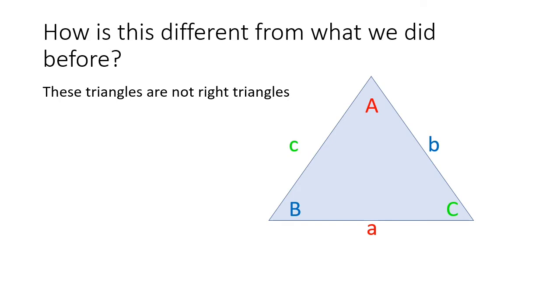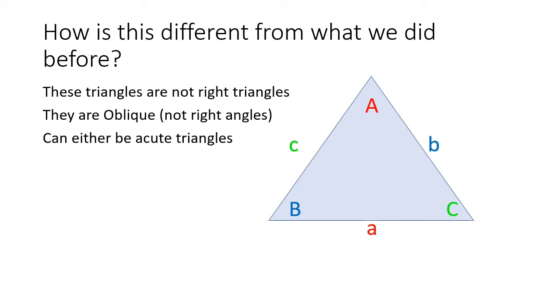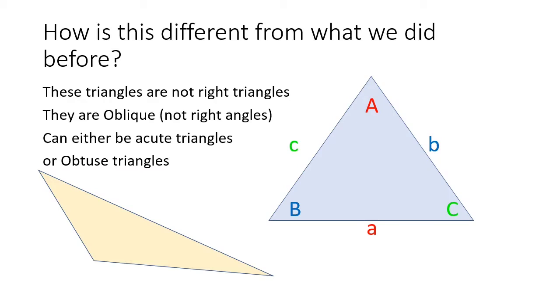These triangles are not right triangles, so you're not putting side C opposite from the 90 degrees. They are oblique. So whenever in a problem you hear oblique triangle, it just means it's not a right angle. They can be acute triangles like the one you see here, or they can be obtuse triangles like this one. Again, it doesn't matter which side you label as A, B, or C, just as long as side A is opposite from angle A, side B is opposite from angle B, and side C is opposite from angle C.